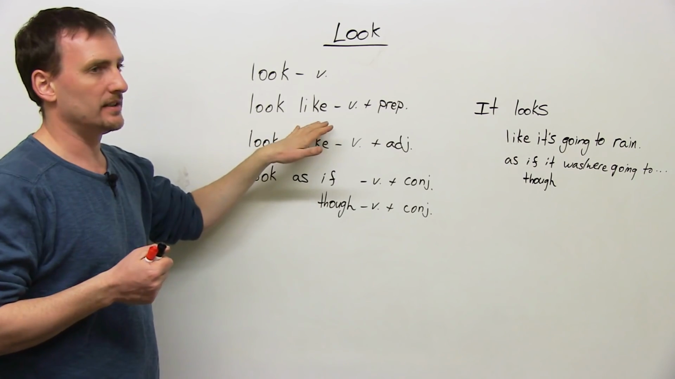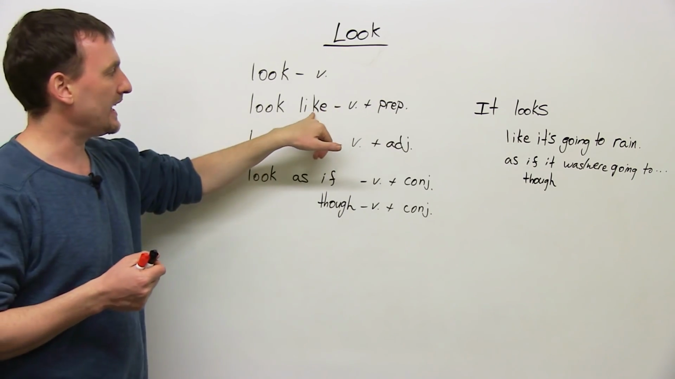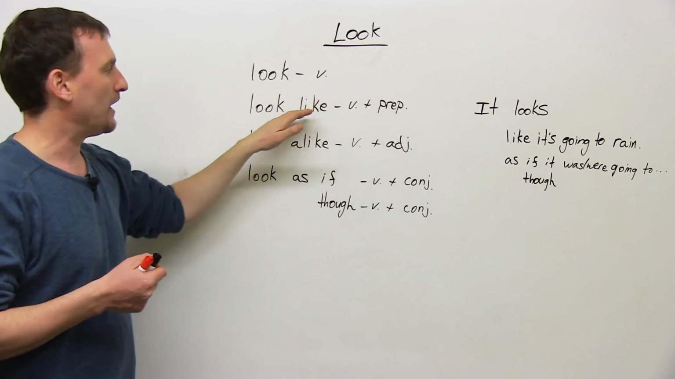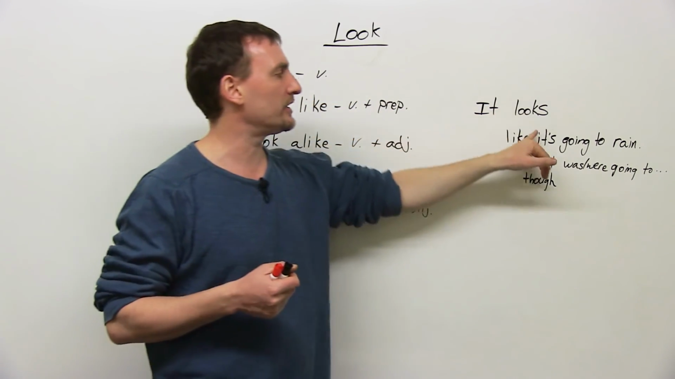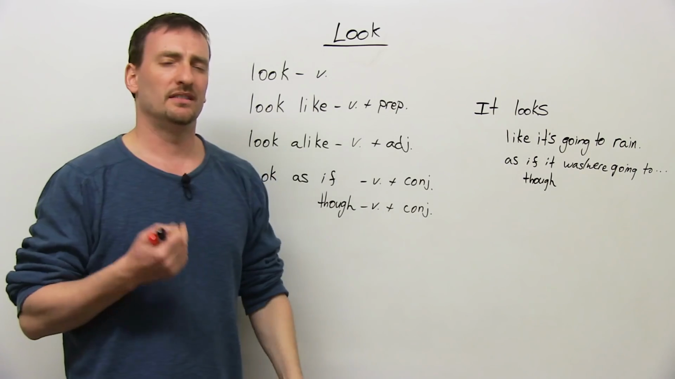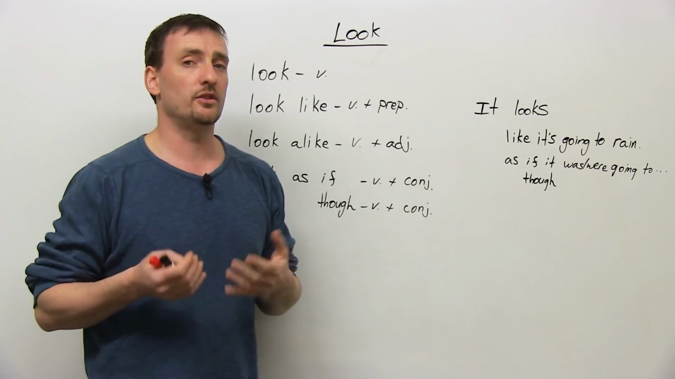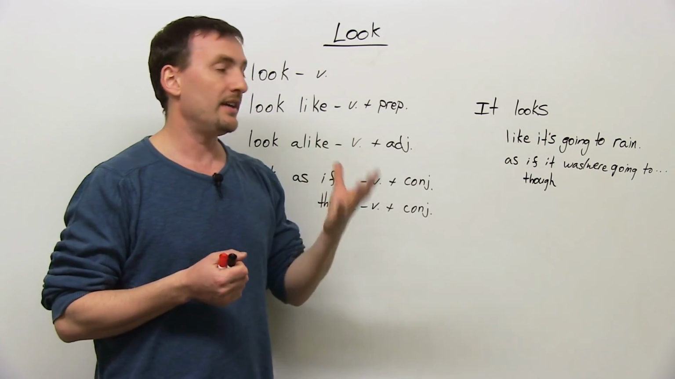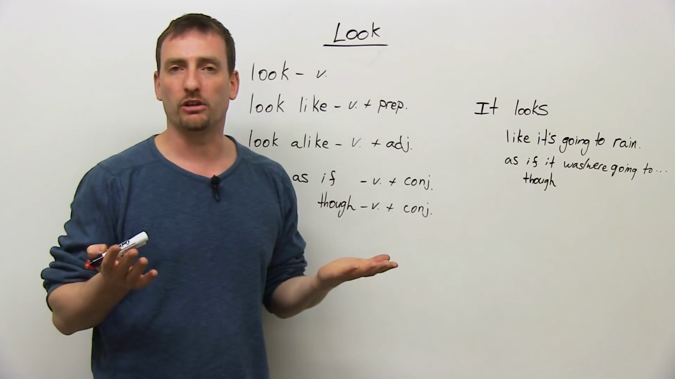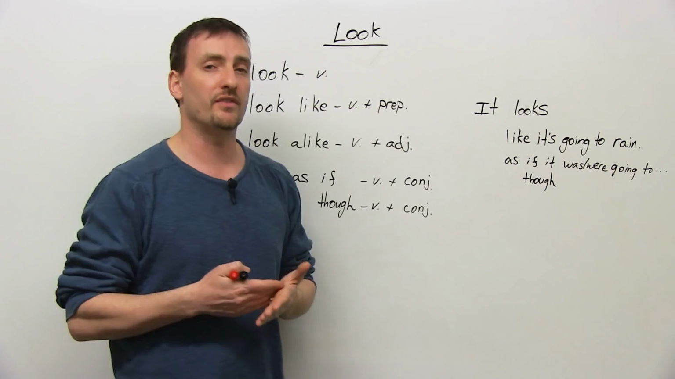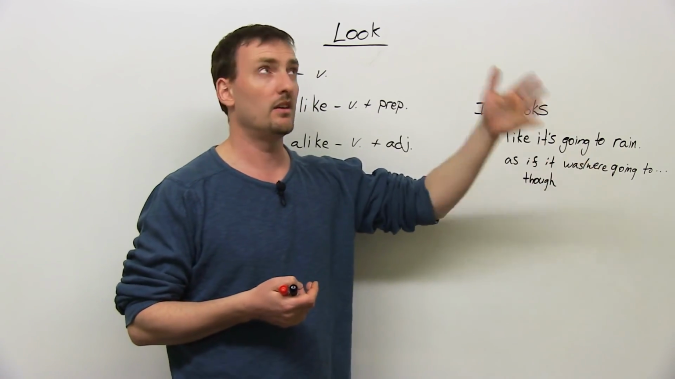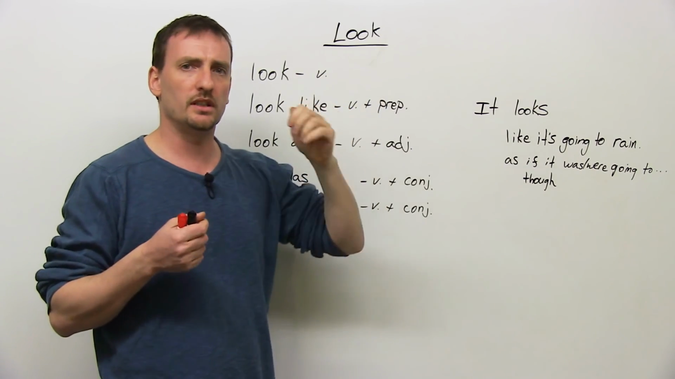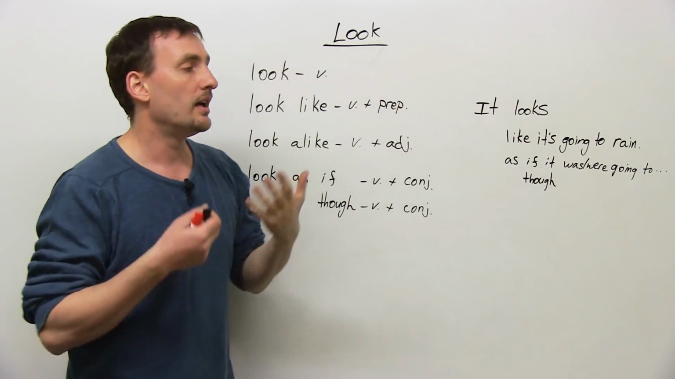Now, look like. Technically, this like is a preposition. It's a verb plus a preposition. Now, many people will say it looks like it's going to rain. Does this seem like a correct sentence to you? If you say yes, don't worry. Most people, including native English speakers, will say this sentence. Oh, it looks like it's going to rain. Clouds, gray clouds, a little bit chilly, looks like it's going to rain.